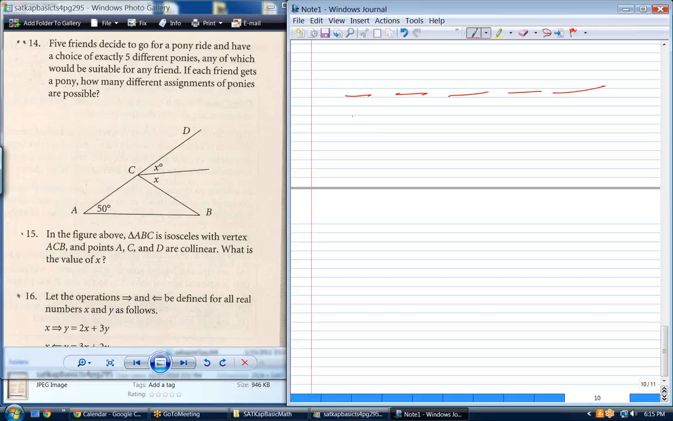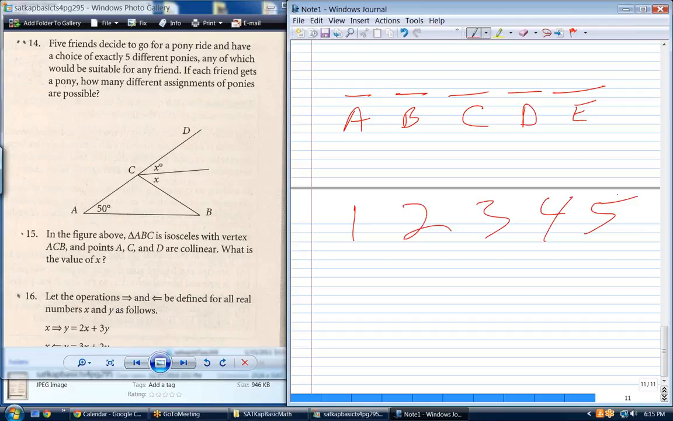Here's the ponies. So you just do Pony A, B, C, D, and E. Right. And here's the people. 1, 2, 3, 4, 5. How many different assignments can we get? How many different people can have pony number A? 5. Okay, but once somebody has pony number A, now how many different people can have pony number B? 4. So what's our answer going to be? 5 times 4 times 3 times 2 times 1. Yep.